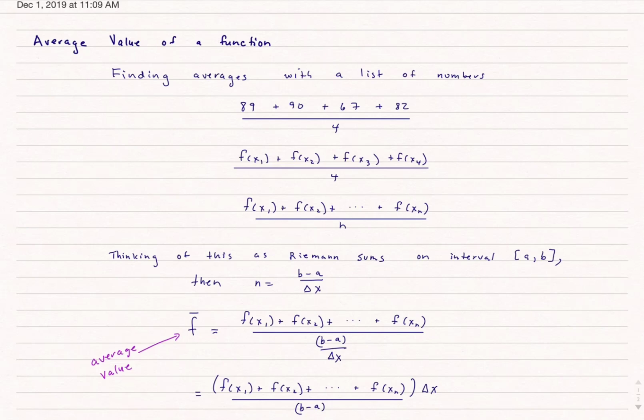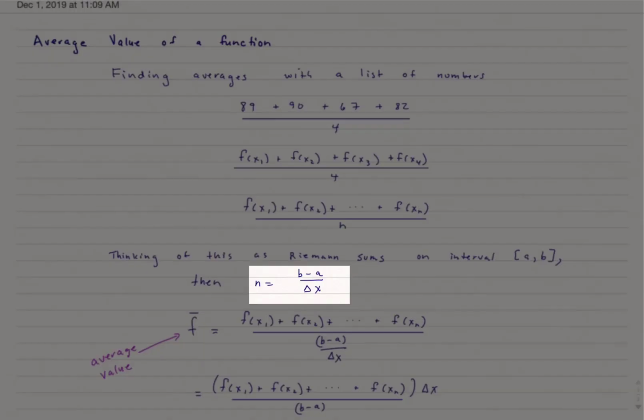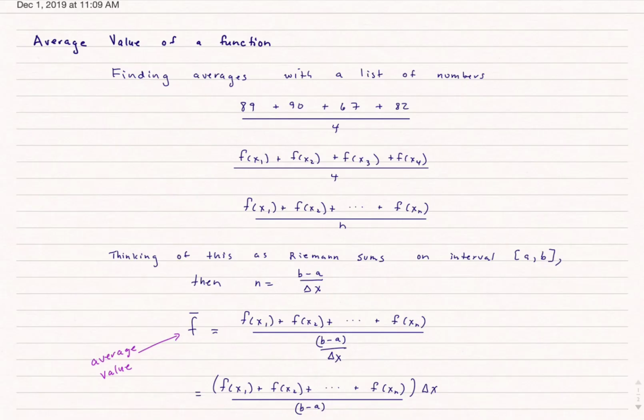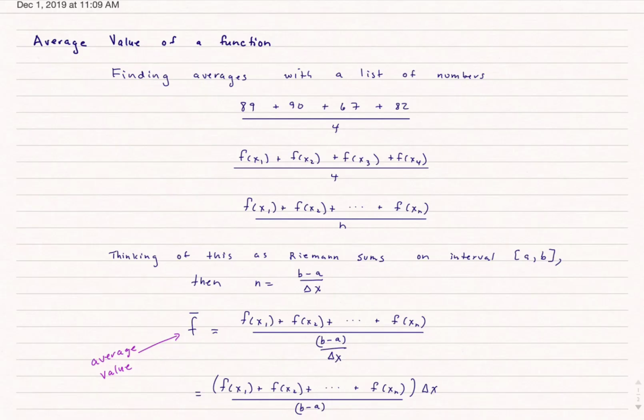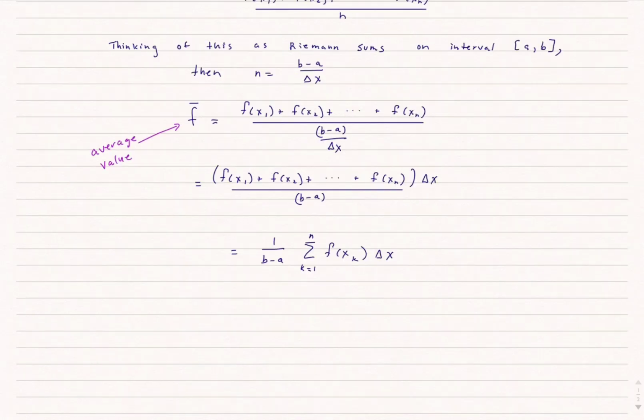In that case, my number n, the number of items I'm going to add together, is simply b minus a divided by whatever my delta x is. So if I plug that into my formula for n, and use the notation f bar for the average value, I could simplify this to the summation times delta x divided by b minus a. I could use my summation symbol, and then think of this in terms of limits. Let's let n approach infinity.